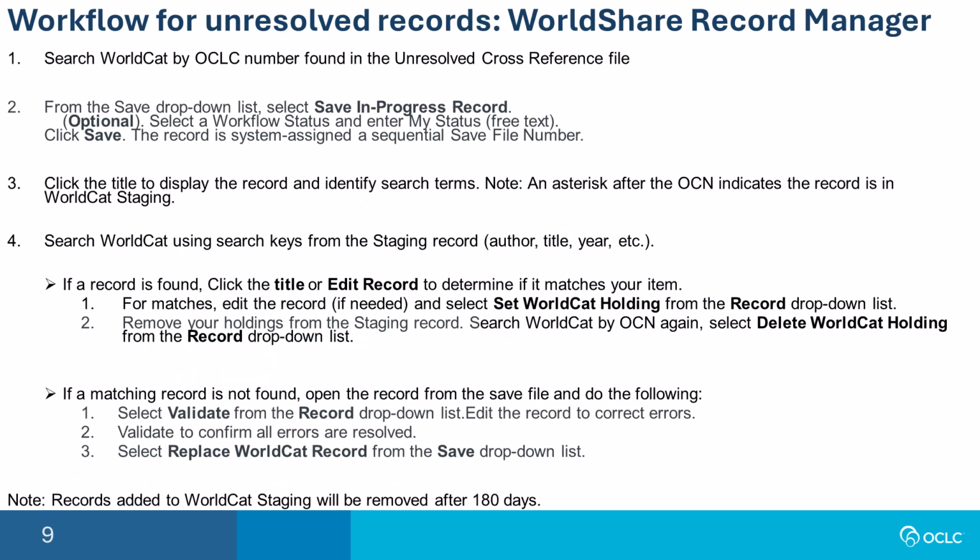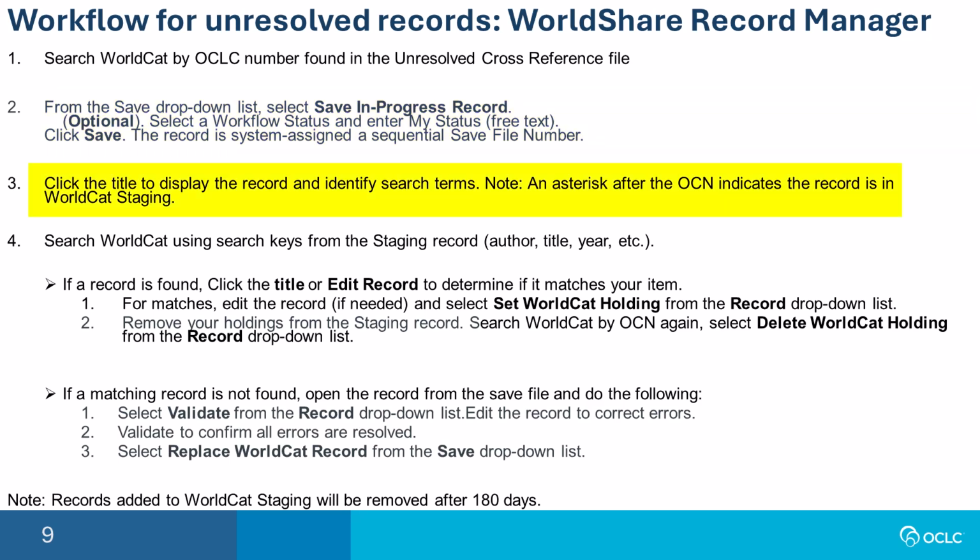Within WorldShare Record Manager, use the OCLC numbers from cross-reference reports to retrieve records from WorldCat staging. From the Save drop-down list, select Save in Progress record. Optionally, you can select a workflow status and enter a My Status, such as Unresolved, to help you identify the records.